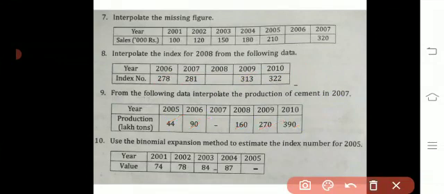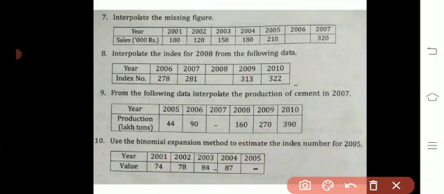Then last one more question is there. Use the binomial expansion method to estimate the index number for 2005. And here 1, 2, 3 and 4 known values are given, meaning you are using binomial coefficients as 1, 4, 6, 4, 1. By using those coefficients we can write the equation, then put the given values of y and simplify for 2005. You will get the index number for 2005. So these are the examples on interpolation and extrapolation.